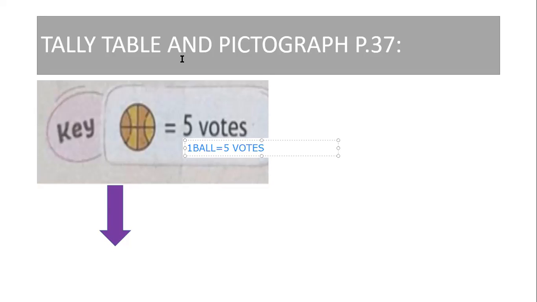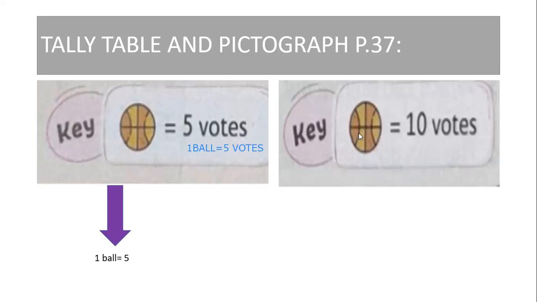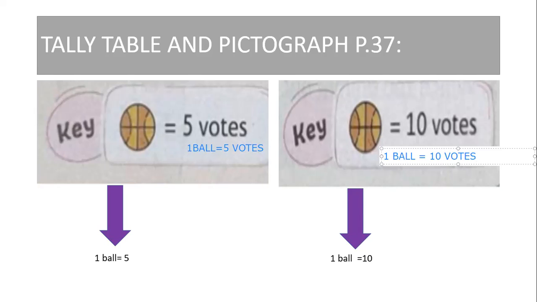Okay, now when he tells me that 1 ball equals 5 votes, we count the 1 ball as 5. Here I have this key equal 10 votes. The ball equals 10 votes. So 1 ball equals 10 votes. Here 1 ball equals 10 votes.